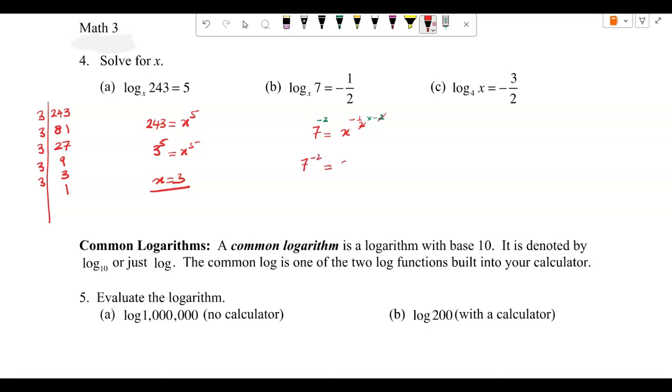This and this cancel. x raised to 1. So x is equal to 1 over 7 squared, 1 over 49.